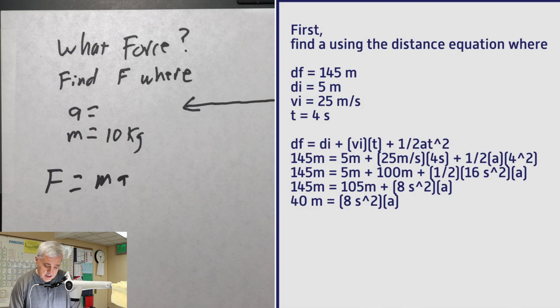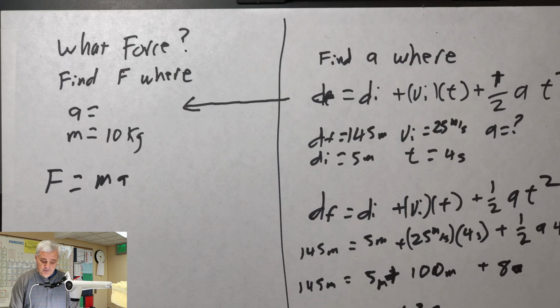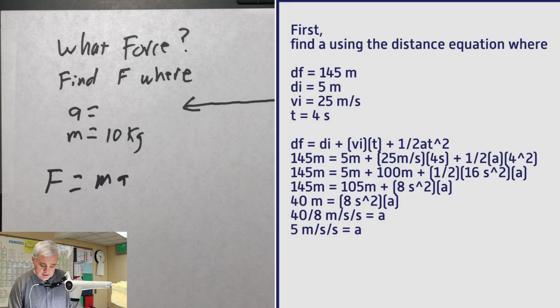So 145 minus 5 minus 100 is 40 equals 8A. So that's 40 meters, and that is 8 seconds squared A. 40 divided by 8 is 5 meters per second squared equals A.